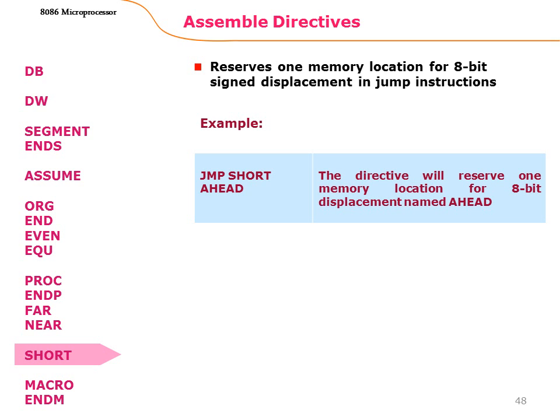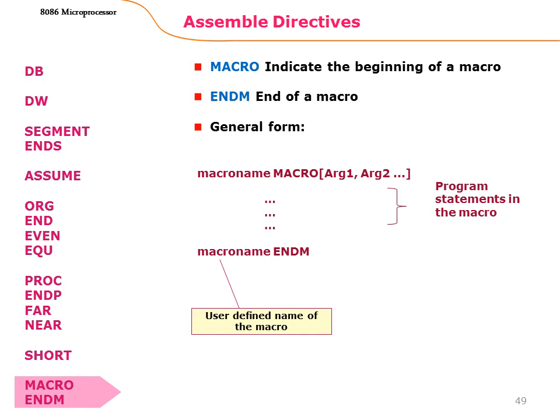SHORT is an assembler directive which reserves one memory location for an 8-bit signed displacement in jump instructions. Example, JMP SHORT AHEAD. The directive will reserve one memory location for the 8-bit displacement named AHEAD.